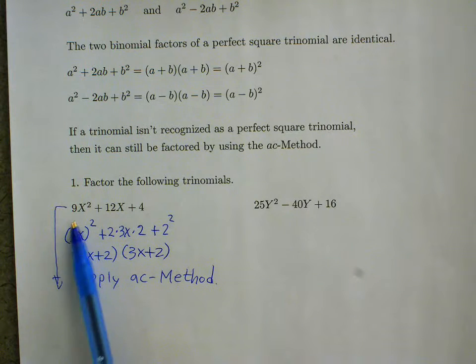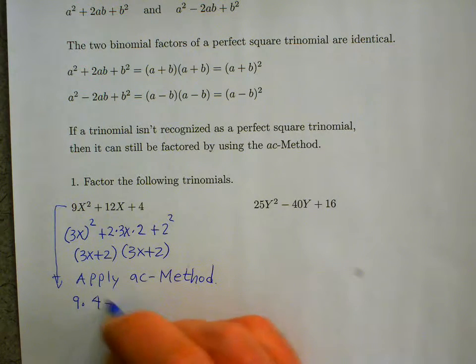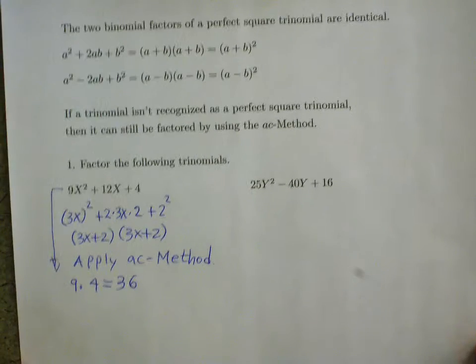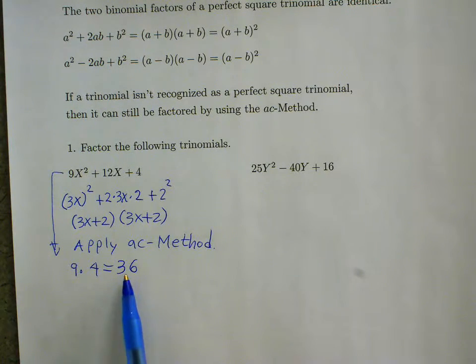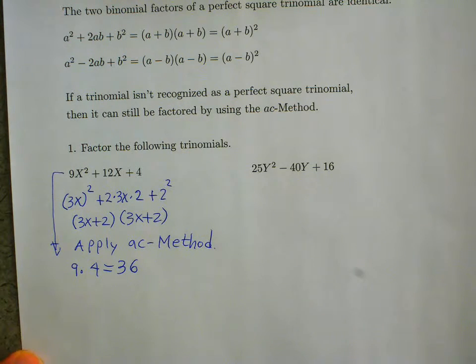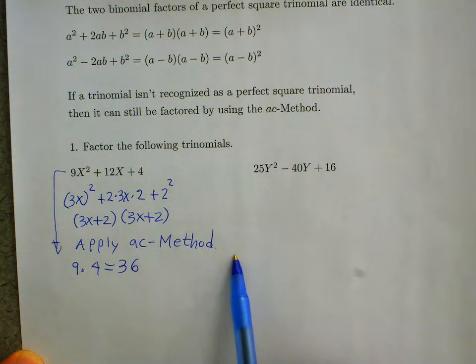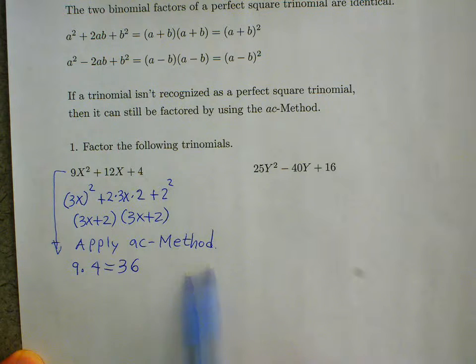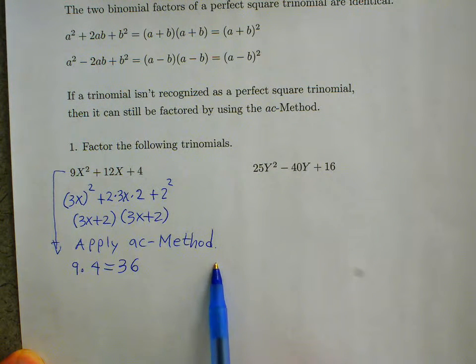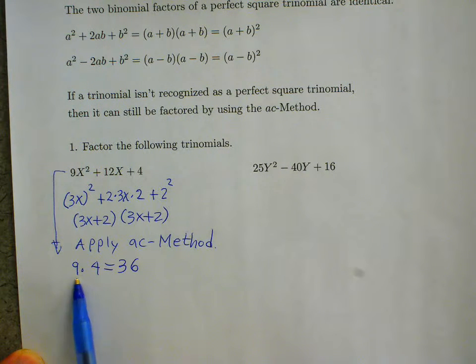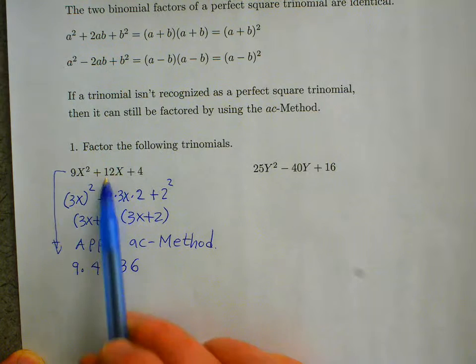Okay, so in this one, if we apply the AC method, we multiply 9 times 4. 9 times 4 is 36. Then find two numbers whose product is also 36, but whose sum is 12. So you can go through the systematic process, like 1 times 36, but 1 plus 36 is 37. 2 times 18 is 36, but 2 plus 18 is 20. 3 times 12 is 36, but 3 plus 12 is 15. 4 times 9 is 36, but 9 plus 4 is 13. Then 6 times 6. 6 times 6 is 36, and 6 plus 6 is 12.